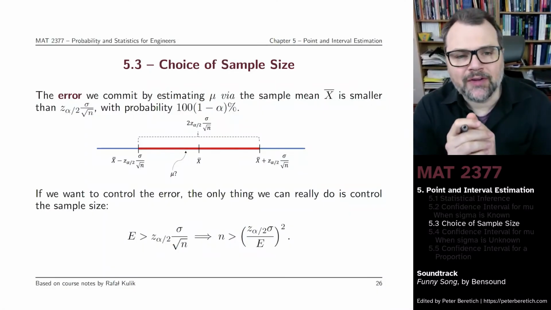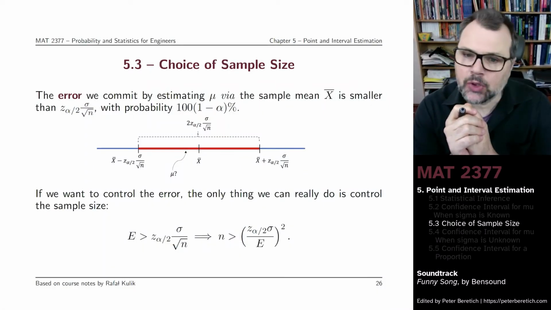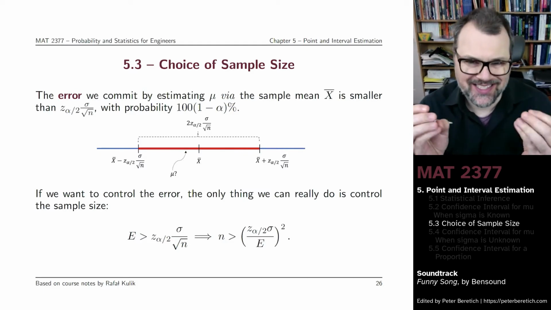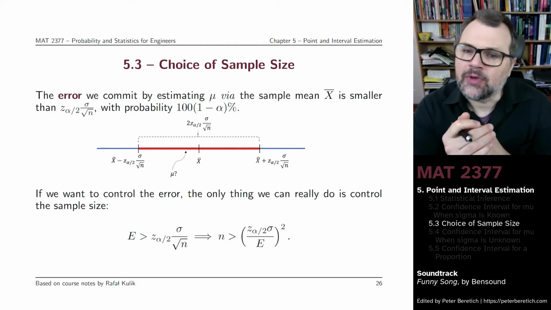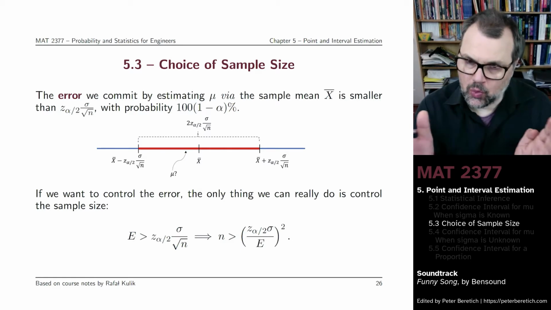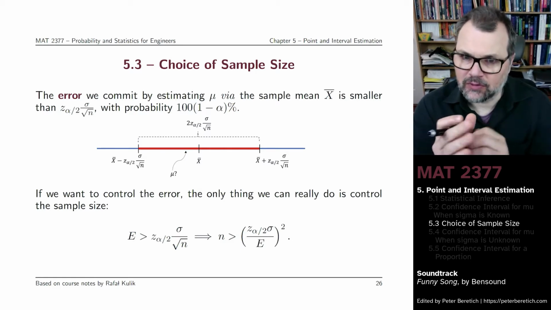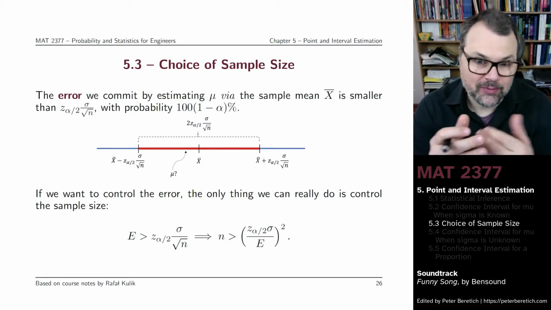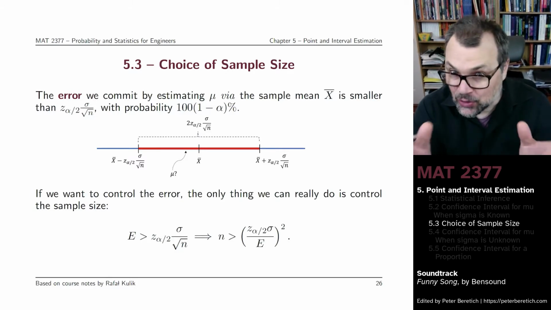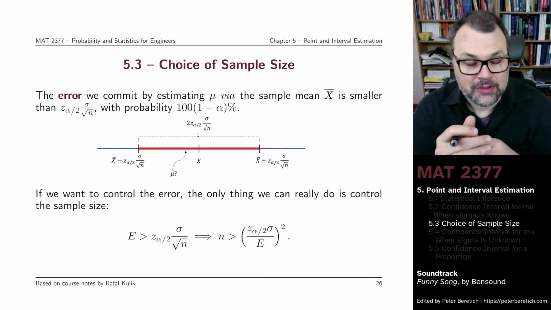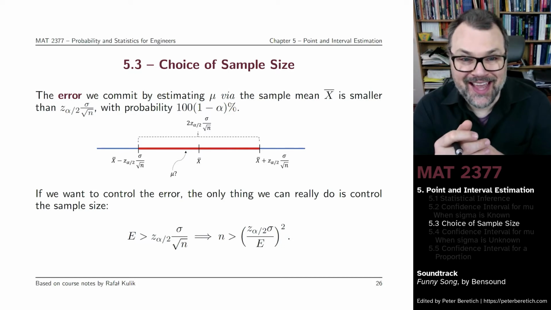A question we often like answered is to determine how large our sample should be so that we can control the width of the confidence interval, so that we can say that our true estimate is likely to be within a certain distance. Now, there's a technical term for that. We call that the error, right?